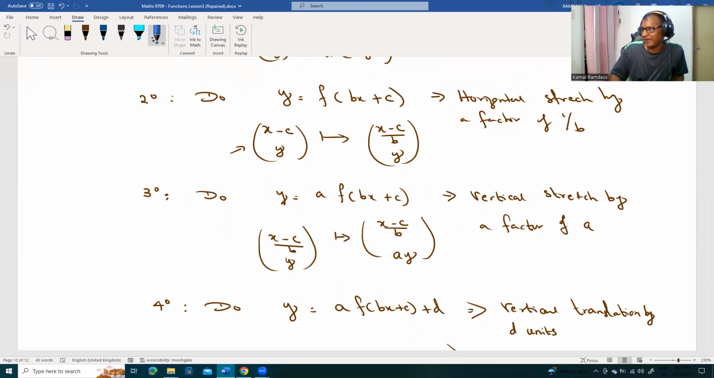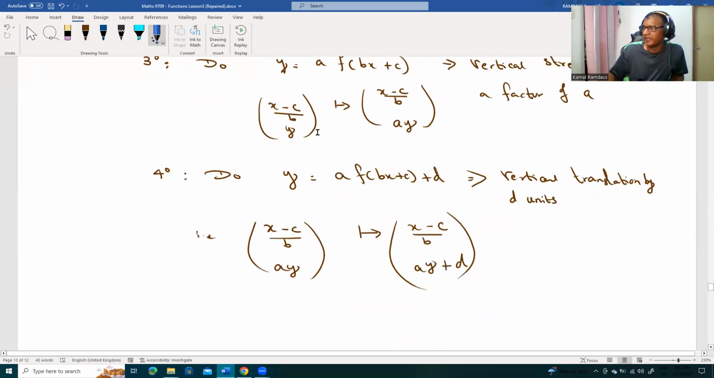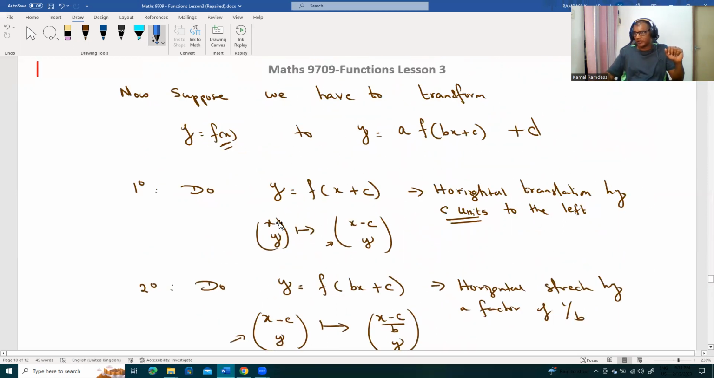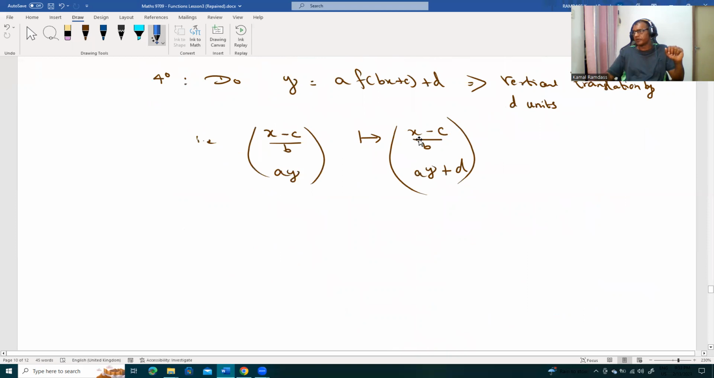OK? The rest stays the same, multiply by A. And lastly, we add D, we add D. And so (x, y) is mapped onto (x minus c over b, and y plus d).